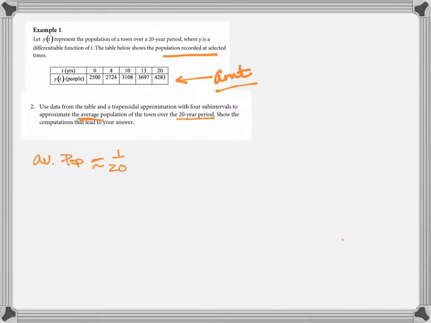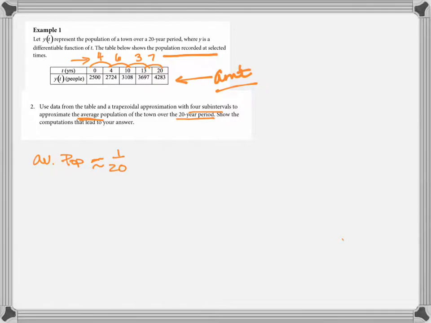Now, how do we do the trapezoid? Well, first, you look at the data and you see what they want. They want 4, and so you have 4 subintervals here. Make your little section so you can see it, and then calculate the delta x. What happens between these units? This is 4 years. This is 6 years. This is 3 years, and this is 7 years. So those are the numbers you're going to use. And then they want a trapezoidal sum. Since these numbers are all different, we can't use any shortcut, so we're just going to add up each trapezoid one at a time.